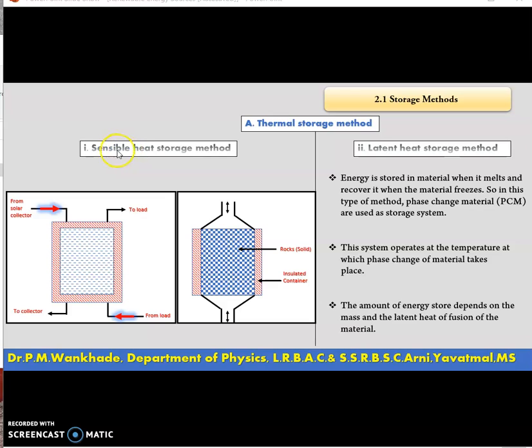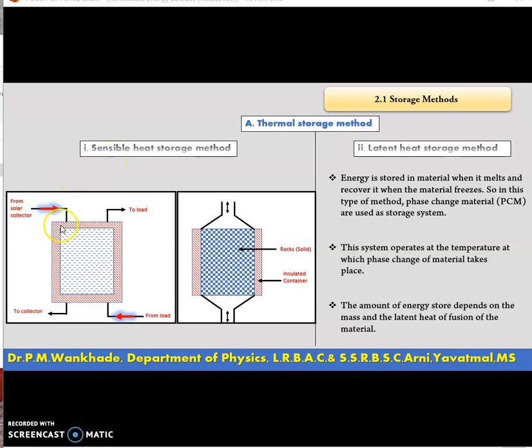In the sensible heat storage method, heat is stored in liquid or solid, whereas in the latent heat storage method, heat is stored in the form of melting and freezing. In this type of storage method, liquid or solid absorbing material is used to store thermal energy. We will discuss each one in detail.